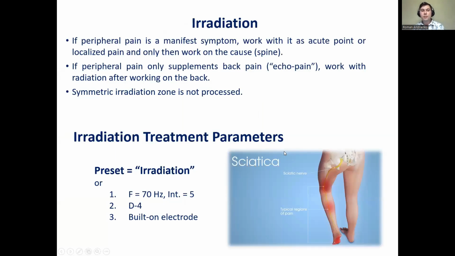If peripheral pain is a manifest symptom, we work with it as an acute point or localized pain, and only after that we work on the original cause in the spine. So we start with the radiation area. If peripheral pain only supplements the back pain, or this is so-called echo pain, we start our work with radiation after we work on the back. So all logical. And we don't touch the symmetrical zone in this case, only the irradiating one, because the symmetrical zone is irrelevant.